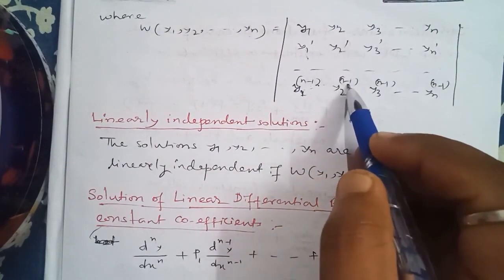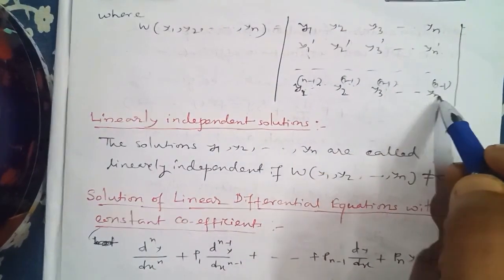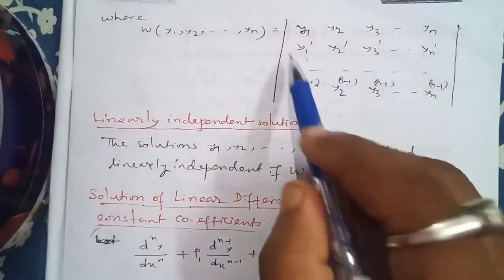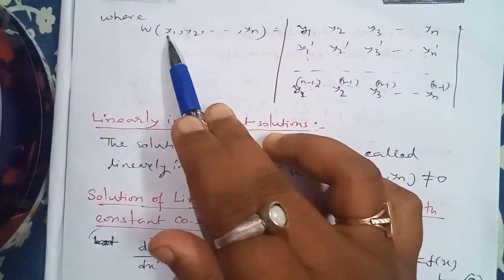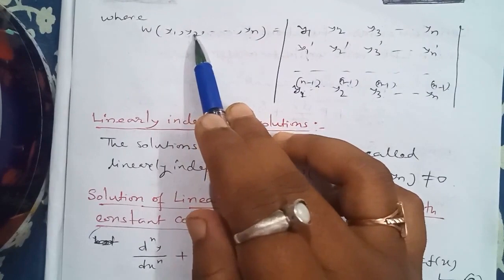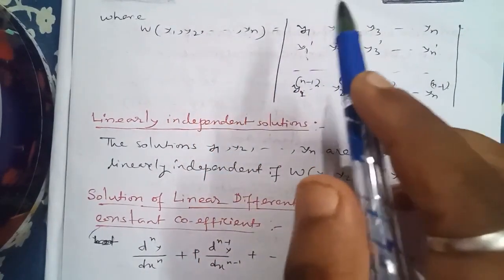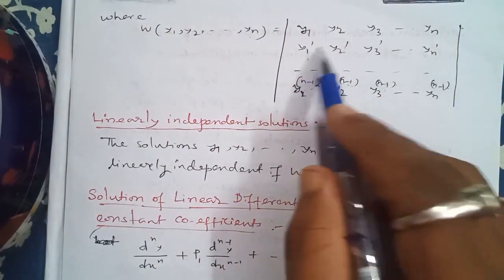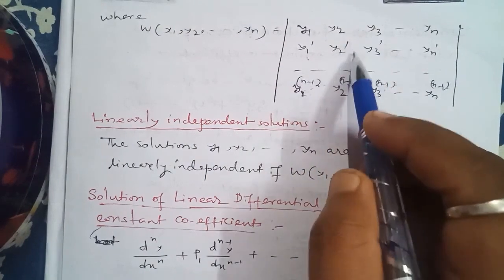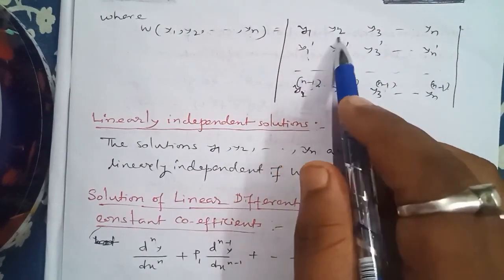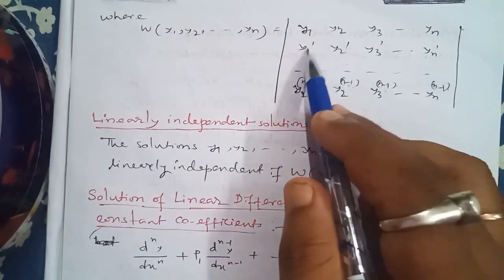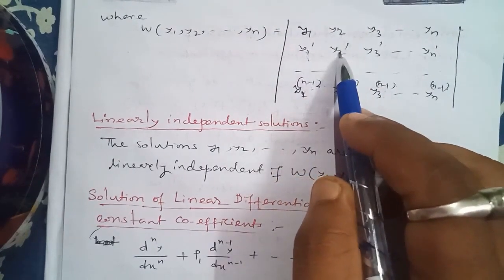y1^(n-1), y2^(n-1), y3^(n-1), ... yn^(n-1). So if we test the Wronskian of two functions, the Wronskian of y1, y2, what will it be? It is the determinant of y1, y2, y1', y2'. There will be two rows and two columns: y1, y2, y1', y2', when we have to find the Wronskian of y1, y2.